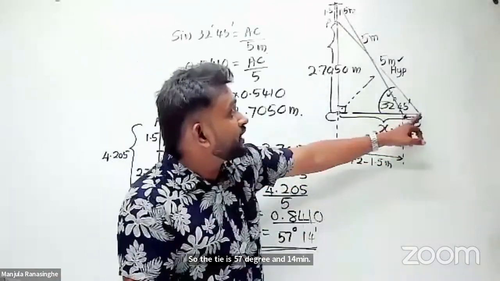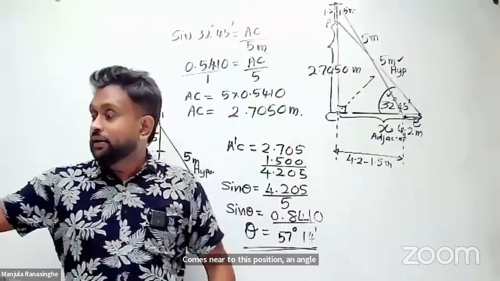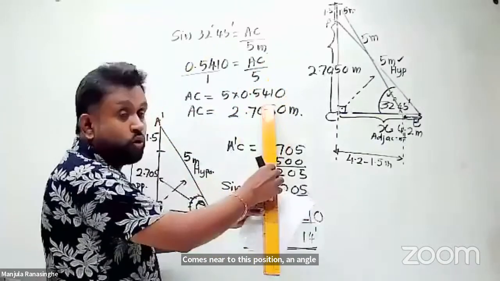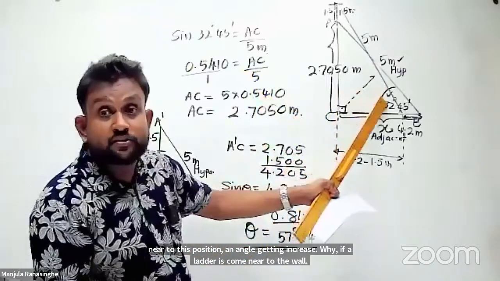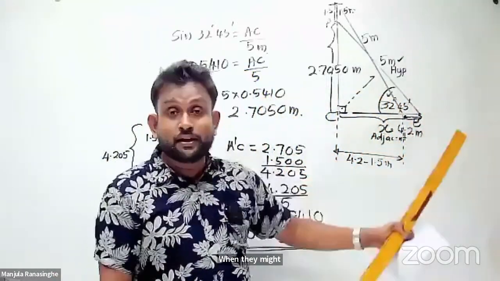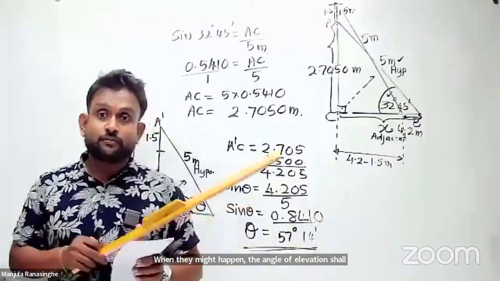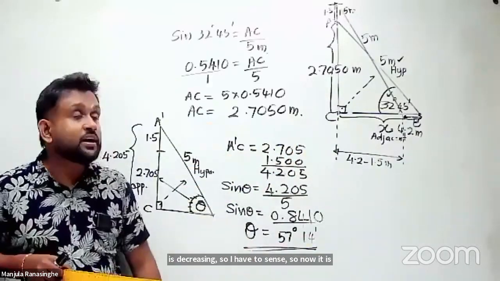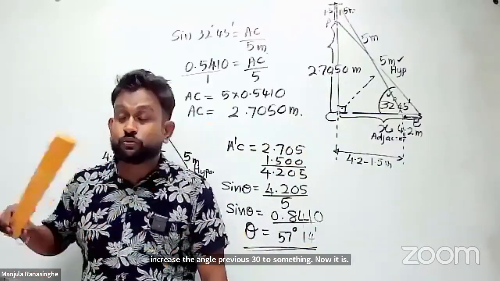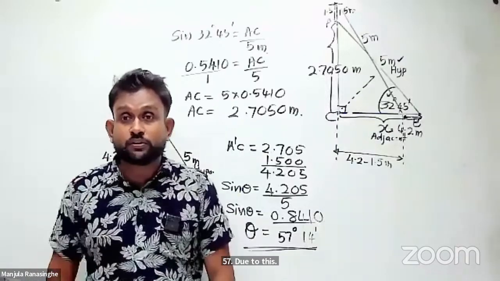Yes, now have the common sense. When the ladder comes near to this position, the angle gets increased. Why? If a ladder comes near to the wall, what happens? The angle of elevation shall increase. If the ladder goes away, the angle of elevation is decreasing. So now the angle has increased. Previously it was 32 something, now it is 57 due to this placement of 1.5 meter upward.